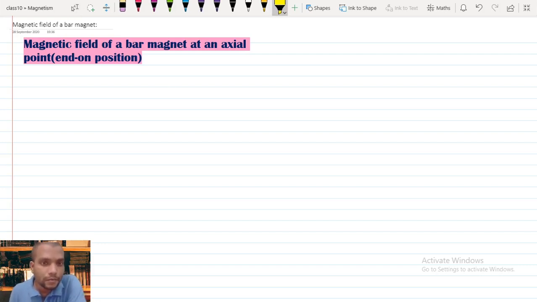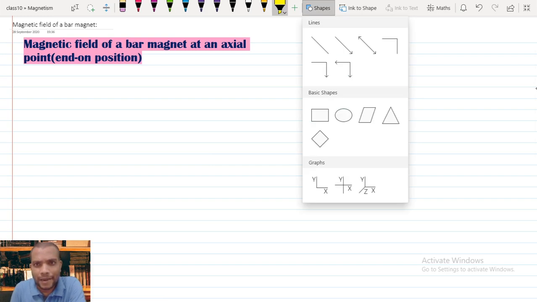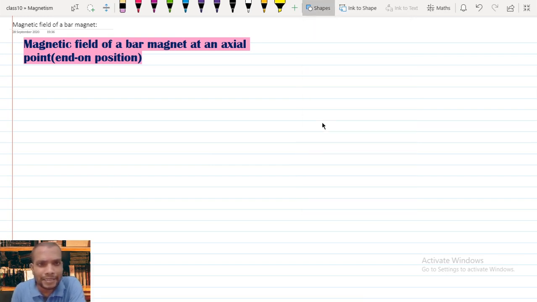Hi guys, let's try to derive the magnetic field of a bar magnet at an axial point. So try to get the mathematical expression for the magnetic field strength due to a bar magnet at an axial point.